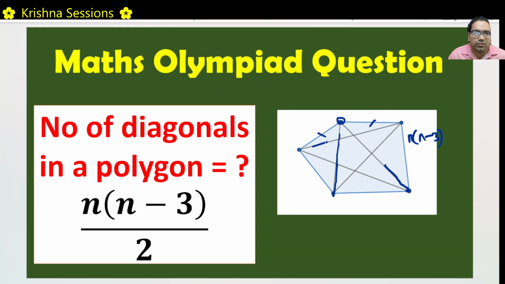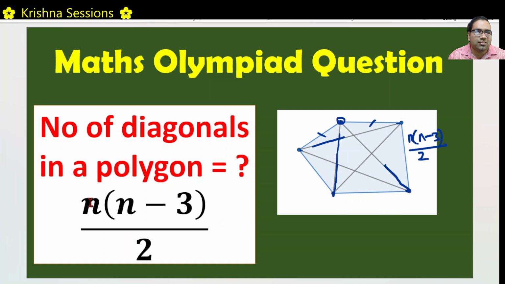Any diagonal if you take, this diagonal is counted from here also, from here also. So in this n into n minus 3, there is double counting. So we should divide by 2 to get the correct number of diagonals to avoid the double counting. Every diagonal is counted twice. So total number of diagonals is n into n minus 3 by 2. This is the correct answer.